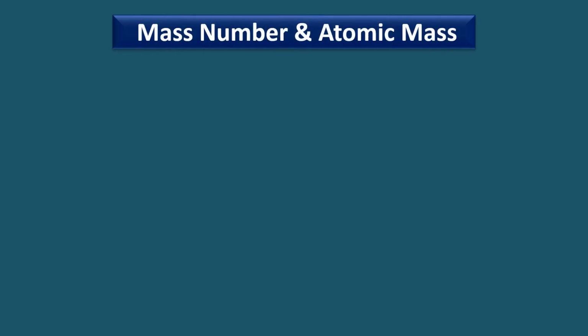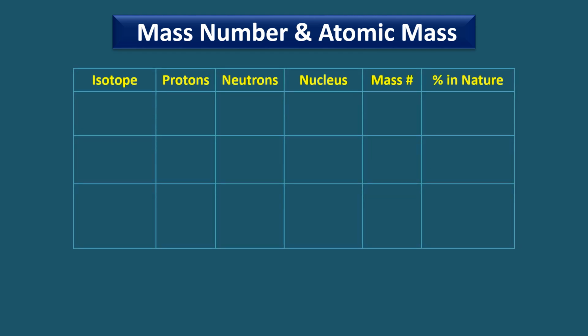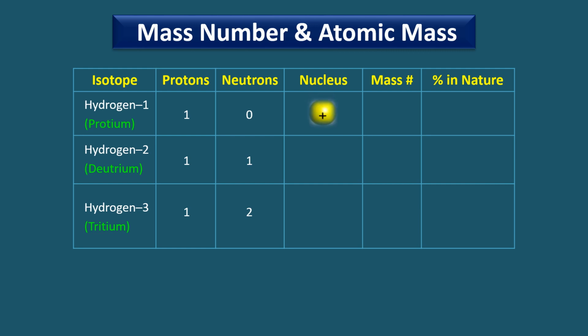Remember students, mass number and atomic mass are different terms. Let me clarify with the help of following example. Hydrogen has 3 isotopes, that is protium, deuterium, and tritium. Each isotope has 1 proton, but there is no neutron in protium, 1 in deuterium, and 2 neutrons in tritium. Their nuclei look like this: 1 proton only, 1 proton and 1 neutron, 1 proton and 2 neutrons. So their mass numbers are 1, 2, and 3 respectively.